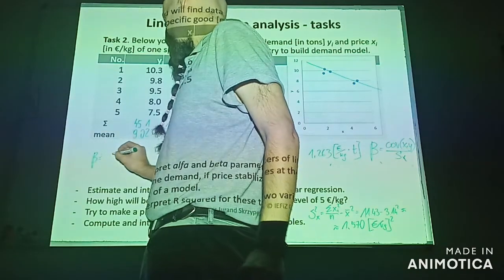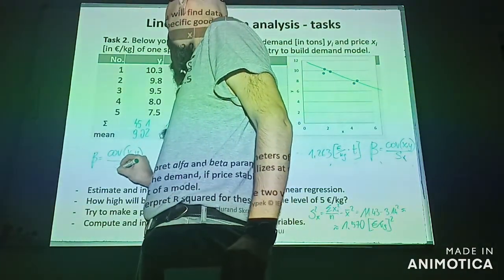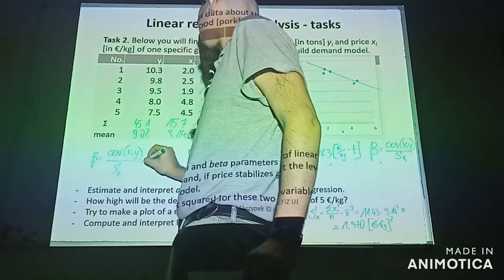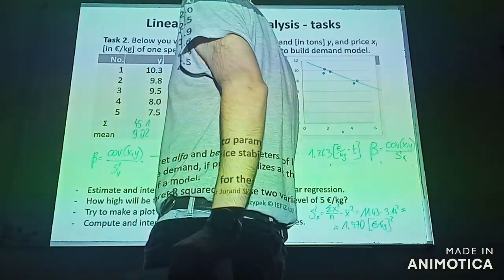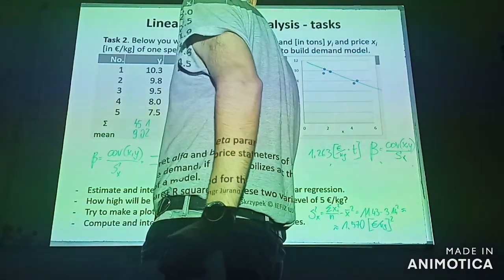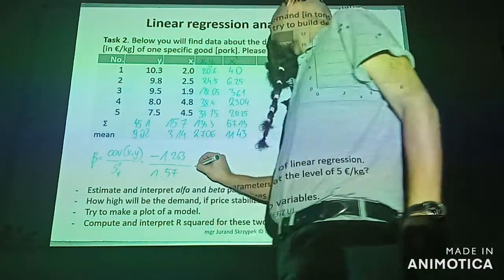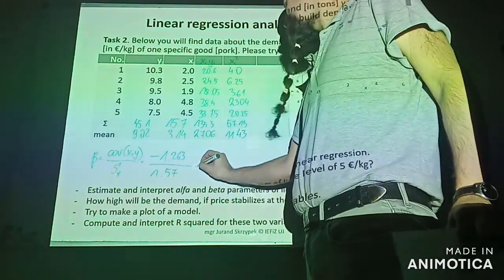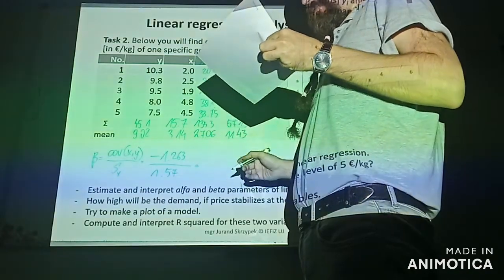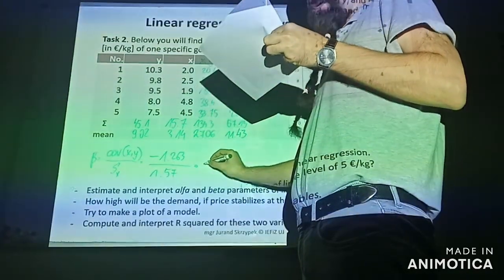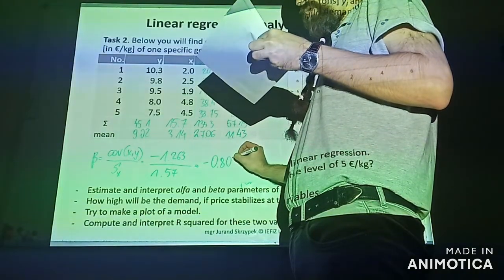Beta parameter is a ratio between the covariance and variance. In our example, minus 1.263 divided by 1.57 gives us the value of beta: minus 0.804.